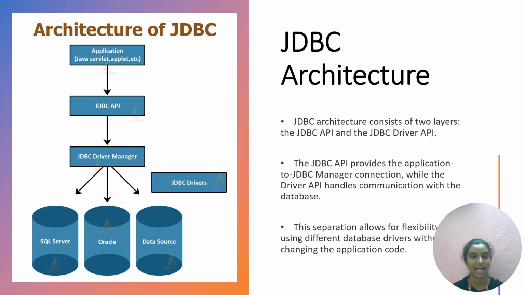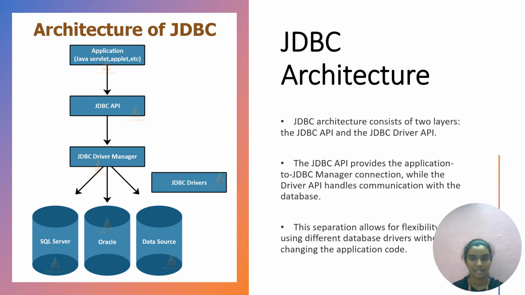The JDBC architecture. There are two types of architectures in JDBC, that is the two-tier architecture and the three-tier architecture. The JDBC API supports both two-tier and three-tier processing models for database connections. This implies that a Java application can communicate with the database directly or through a middle tier element.